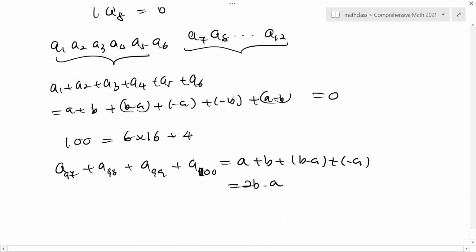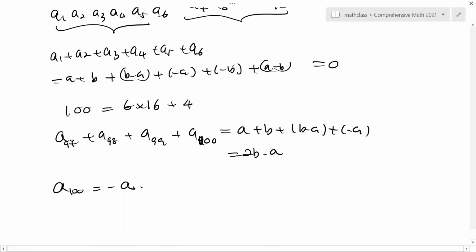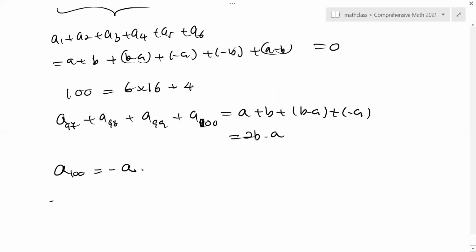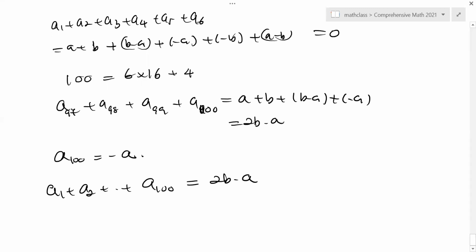Actually we also find a couple of things. The 100th term is going to be negative A, and that is a formula. But you can also find the sum at the same time. The sum of the first 100 terms is going to be 2B minus A. So if you know the values of A and B, you get the answer. For this problem, the sum of the first 100 terms is 8.